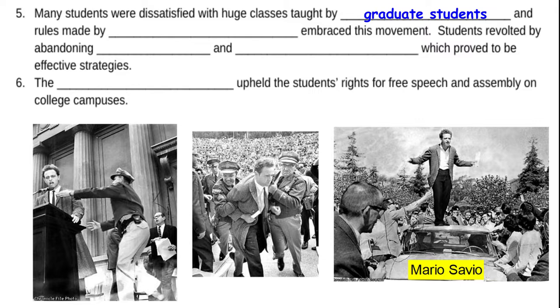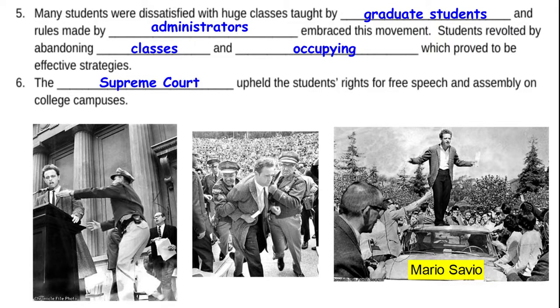and students protested the fact that on campus they didn't like classes being taught by grad assistants or grad students. They didn't like the rules that had been made by the administrators. And students revolted, and they abandoned their classes, and many times they were occupying some of the different college buildings. And these proved to be very effective strategies. It's kind of like having a sit down strike in a sense, or a teach in.